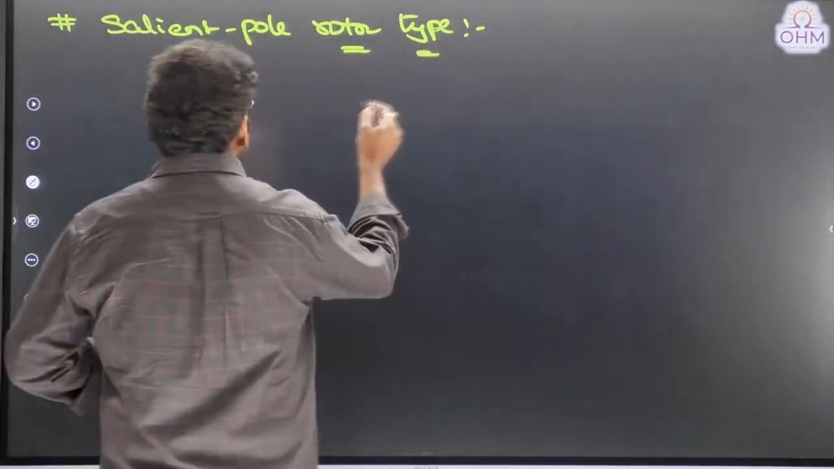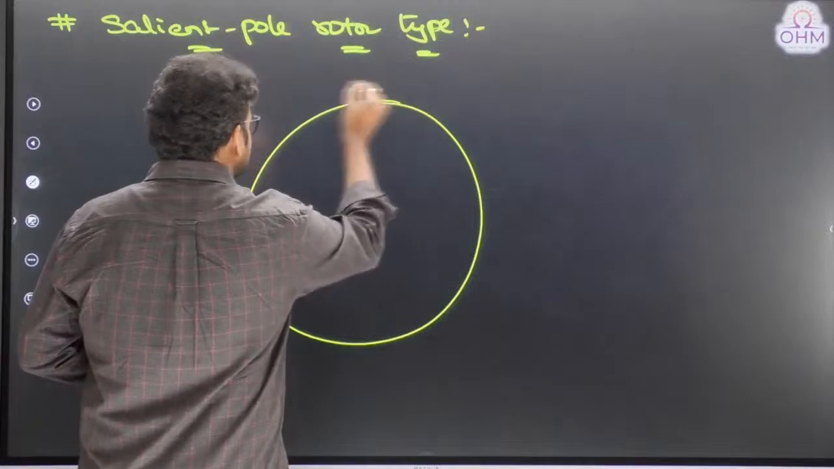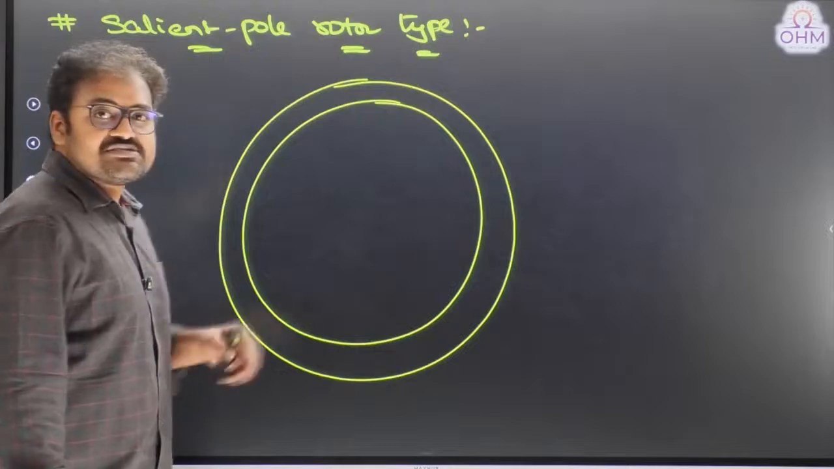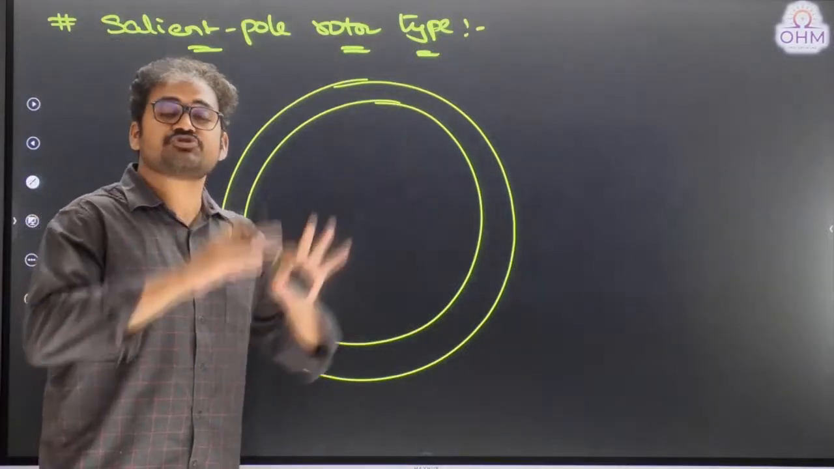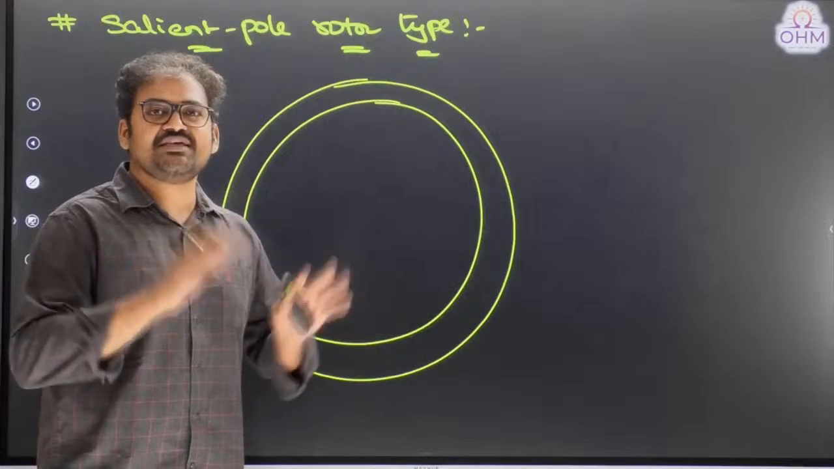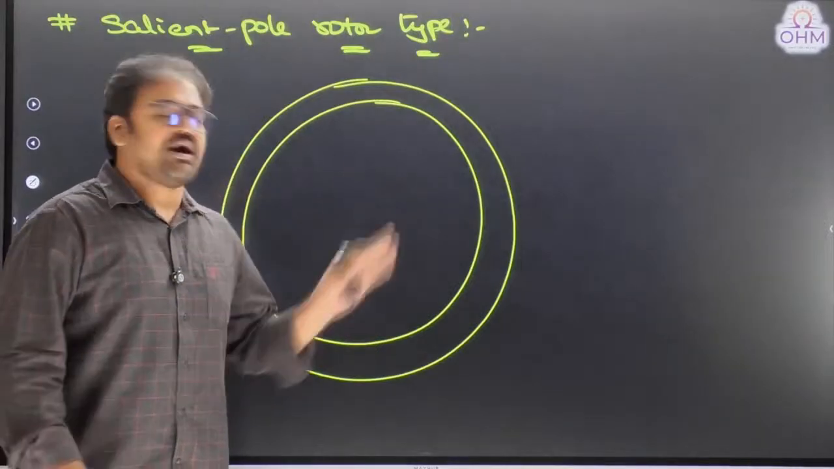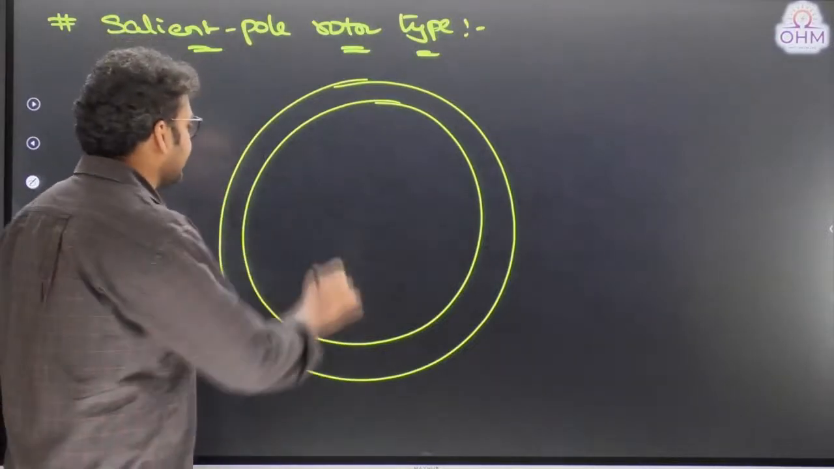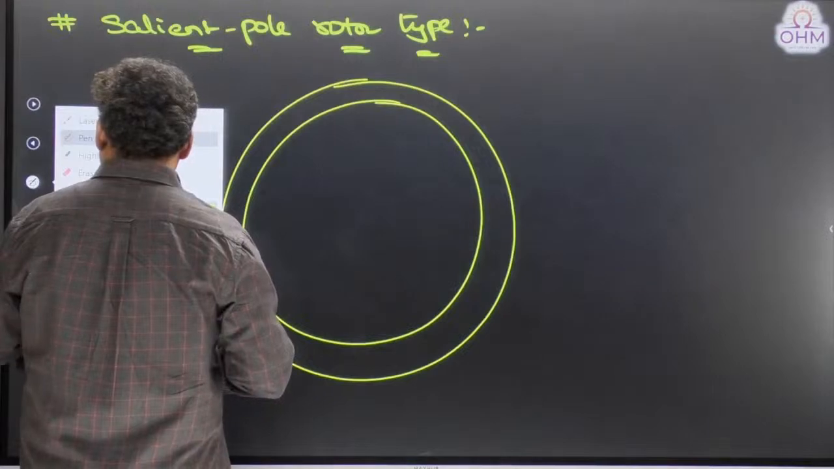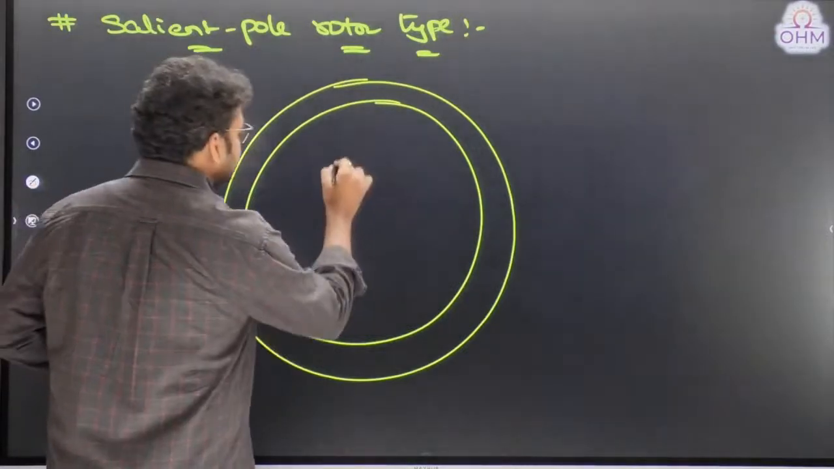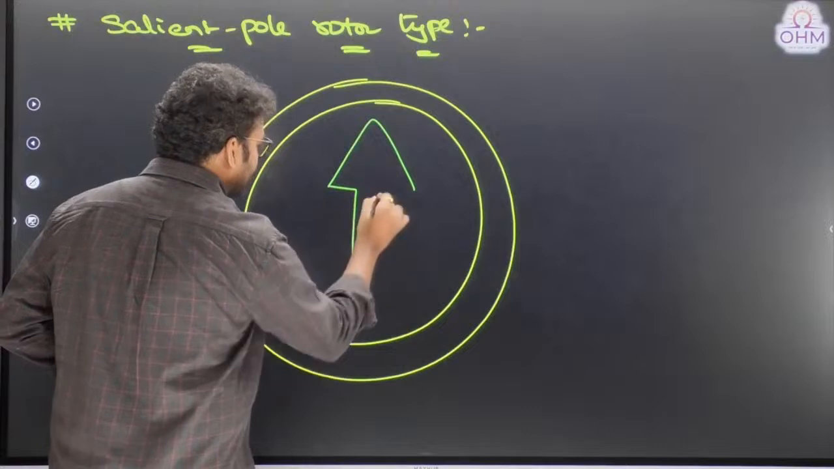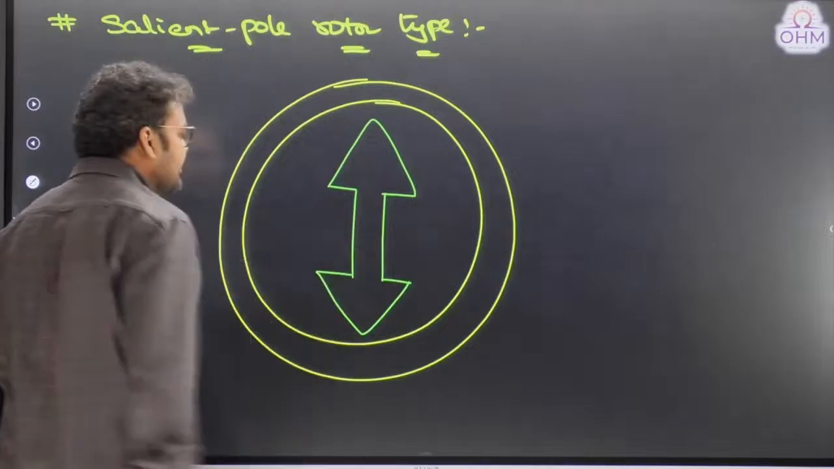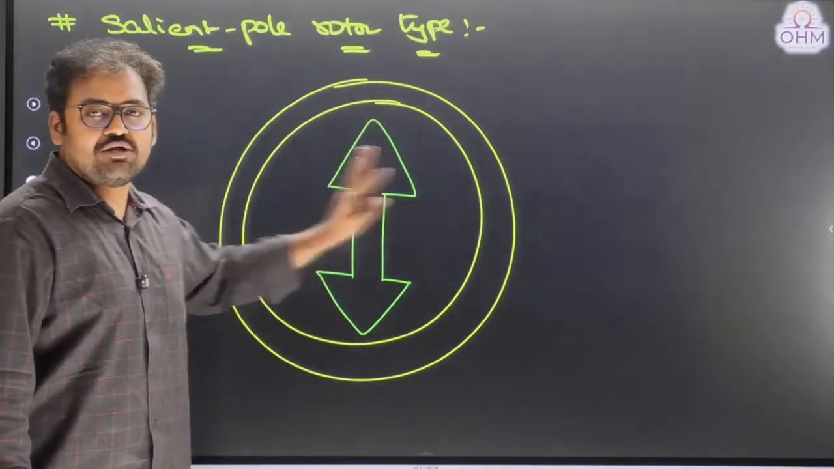What does a salient pole rotor look like? Imagine once again, this is the stator part of the machine, and saliency means projection. According to English meaning, saliency means it's a projected nature, and salient pole rotor means the rotor will have some projected type of poles. Imagine this is the rotor part of the machine. I am drawing a 2-pole rotor right now. You can even select a 4-pole or 6-pole or any number of poles. This is how the rotor looks like.